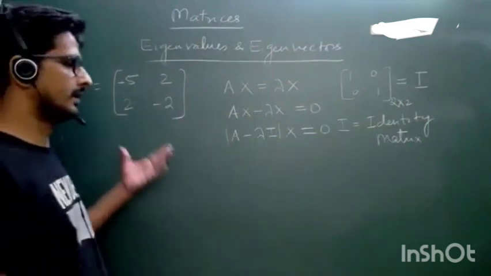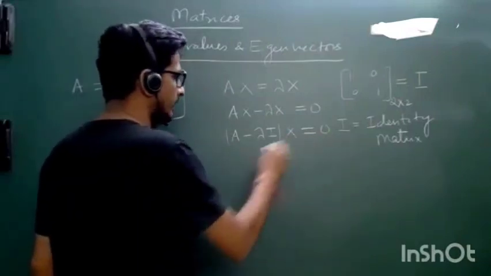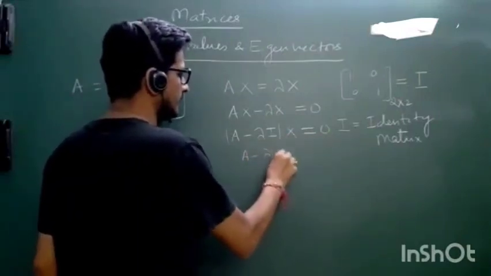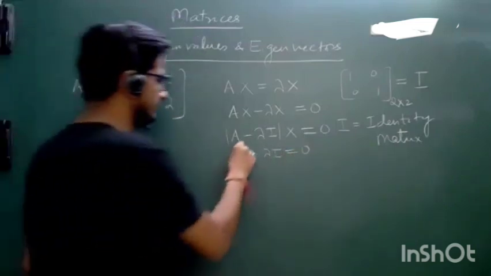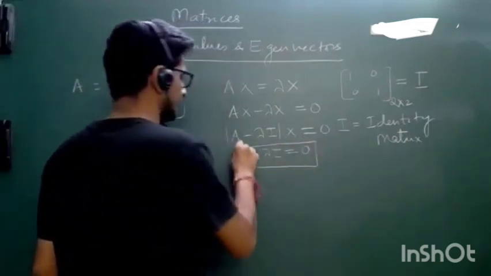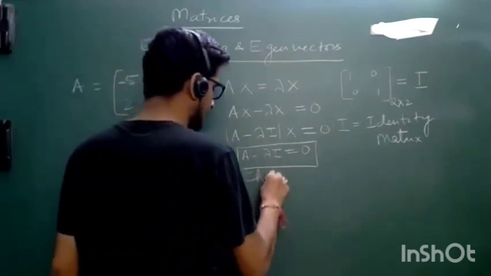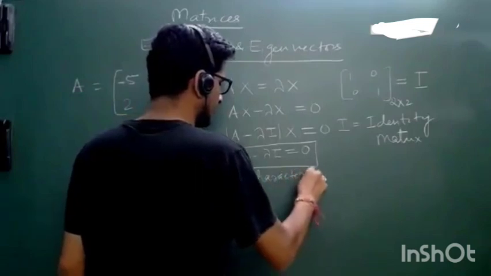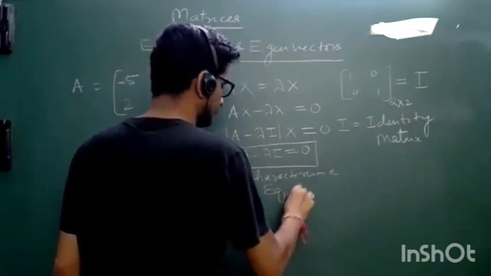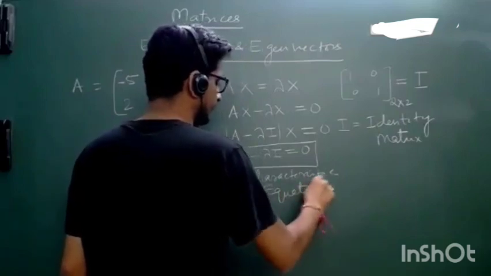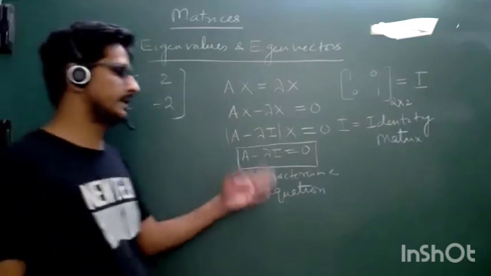Okay, so now we want to calculate this. You can see that this x cannot be 0, so A minus lambda I is equal to 0. So this equation is very, very important, and this is known as the characteristic equation. Okay, this equation is known as the characteristic equation.